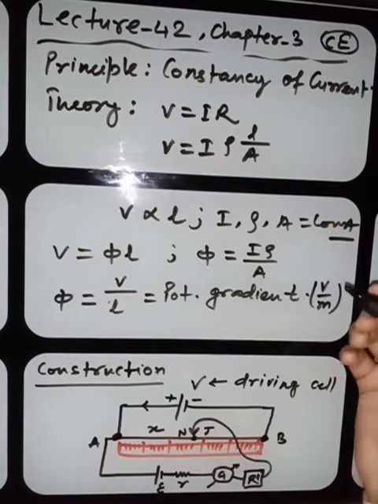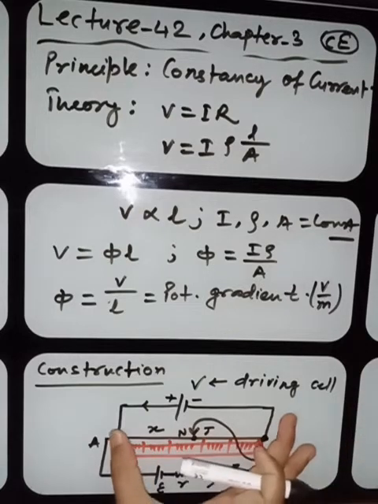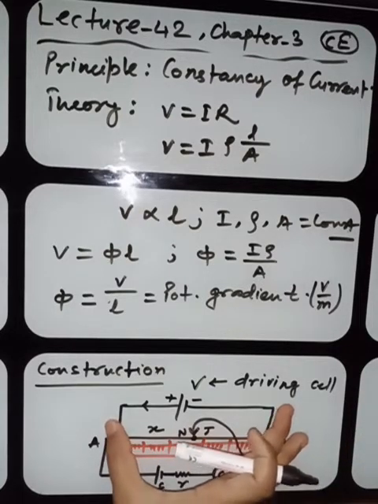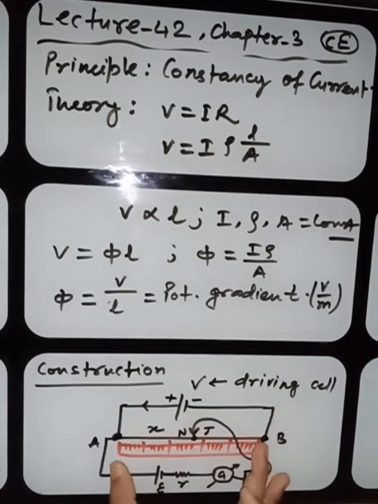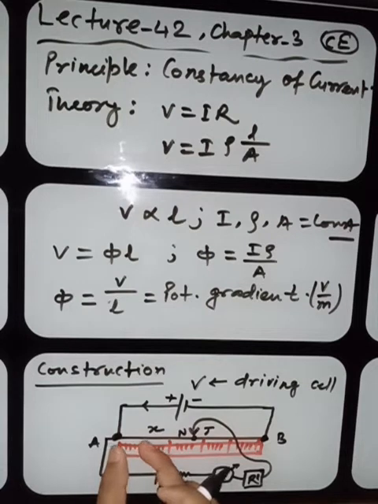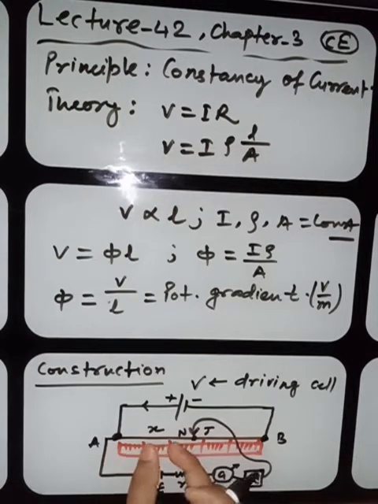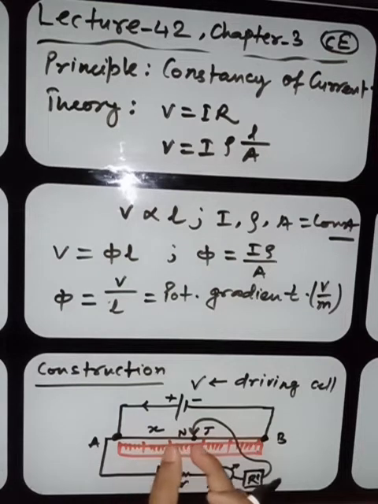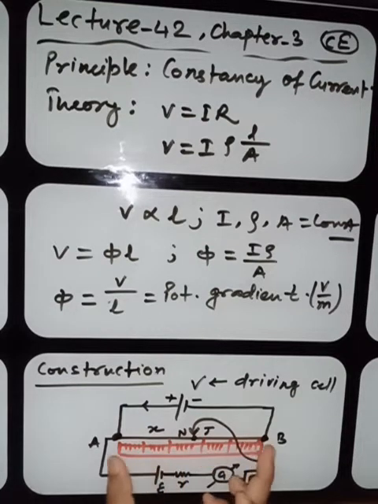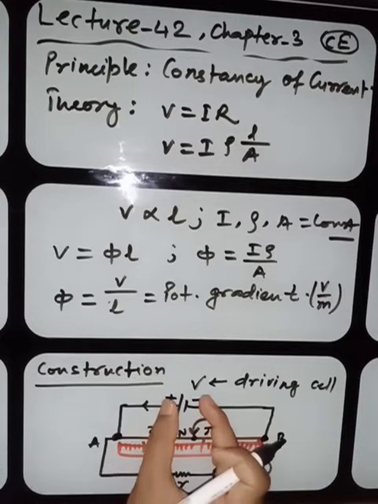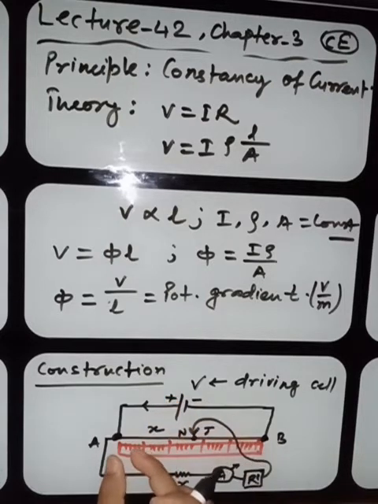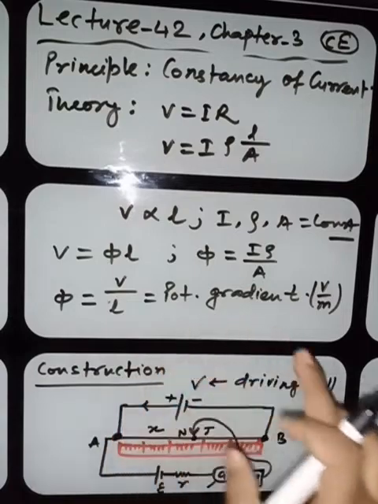What does volt per meter mean? Suppose you have supplied 10 volt from the driving cell, and the length of the potentiometer wire is 10 meter. Then 1 meter of wire will give you 1 volt, another 1 meter will give you 1 volt, another 1 meter 1 volt. So the 10 meter wire is using 10 volt, and for each 1 meter we have how much? 1 volt. So this is called the potential gradient.